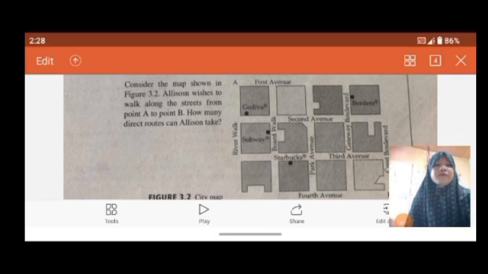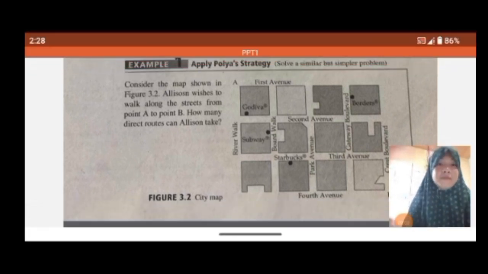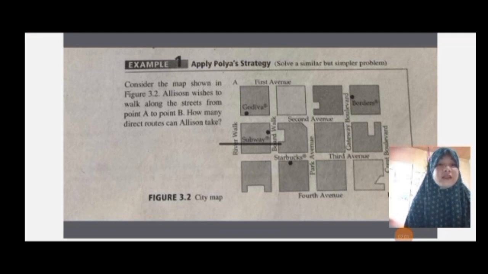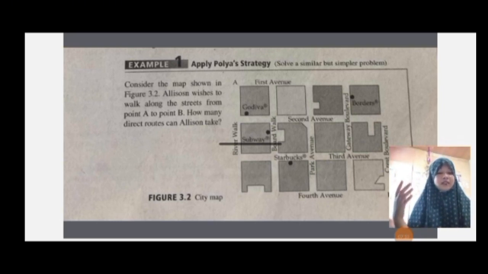And this is example 1. Apply Polya's strategy. As you can see, consider the map shown in figure 3.2. Allison wishes to walk along the streets from point A to point B. So, take note: Polya's first steps are deceptively simple. To become a good problem solver, it helps to examine each of these steps and determine what is involved.